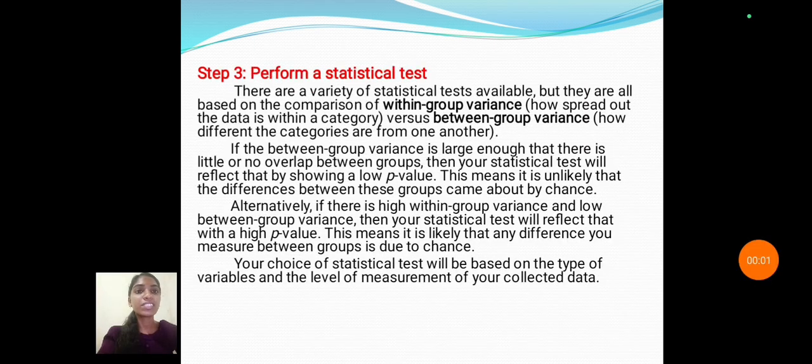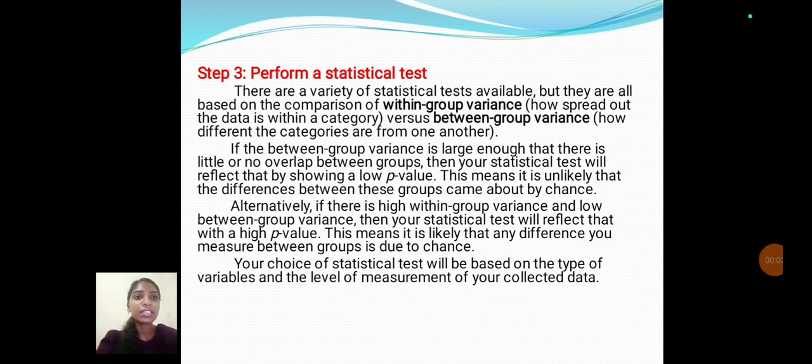Step 3. Perform a statistical test. There are a variety of statistical tests available, but they are all based on the comparison of within group variance versus between group variance. If the between group variance is large enough that there is little or no overlap between groups, then your statistical test will reflect that by showing a low p-value. This means it is unlikely the differences between these groups came about by chance.